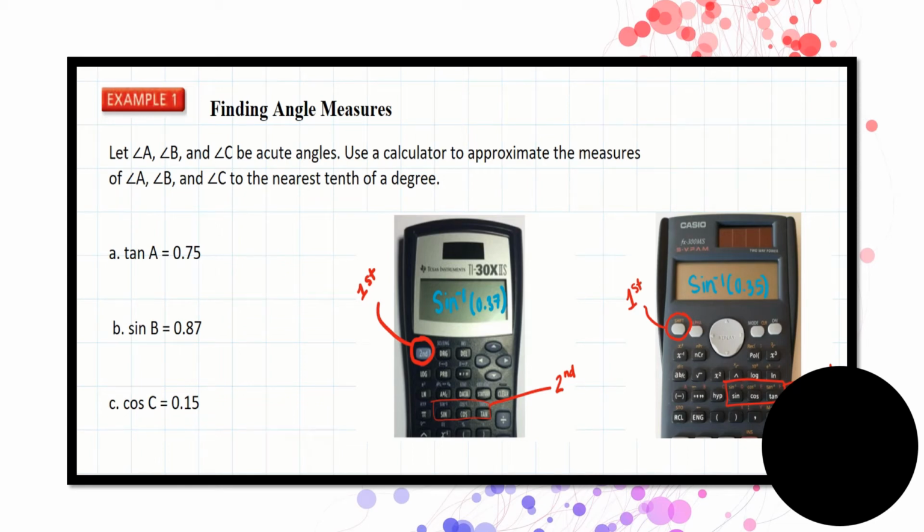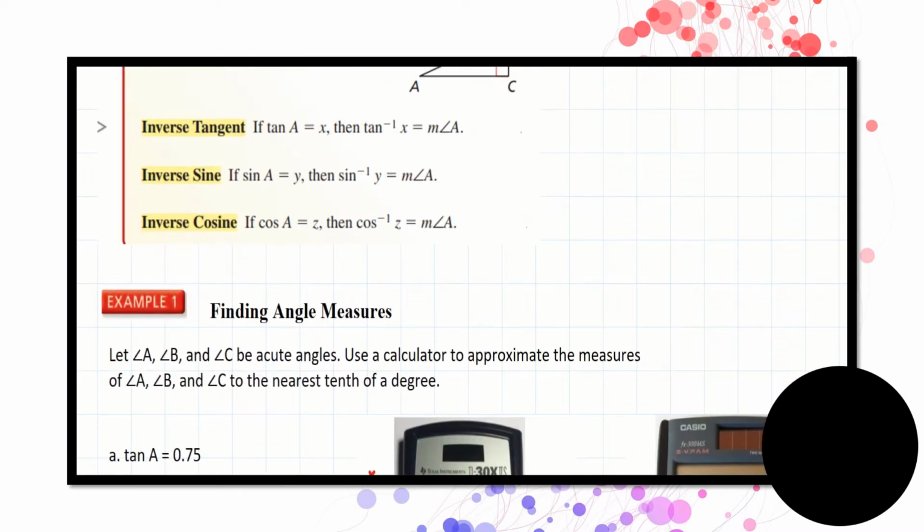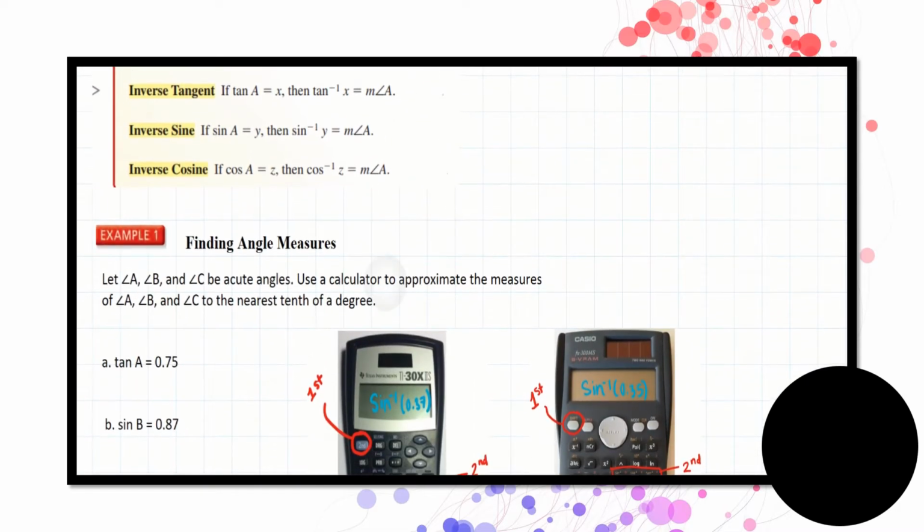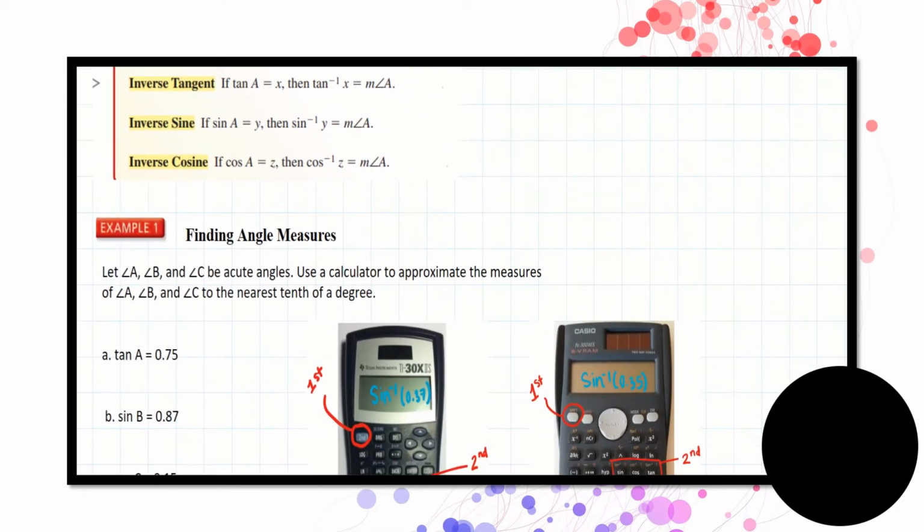Now that you know how to find one of your missing sides on a right triangle using trig, this video is going to cover how to find the measurement of one of the acute angles using trig. So let's go ahead and look at this example here. We're going to be looking at the measurement of three different acute angles here. We're going to be looking at A, B, and C.